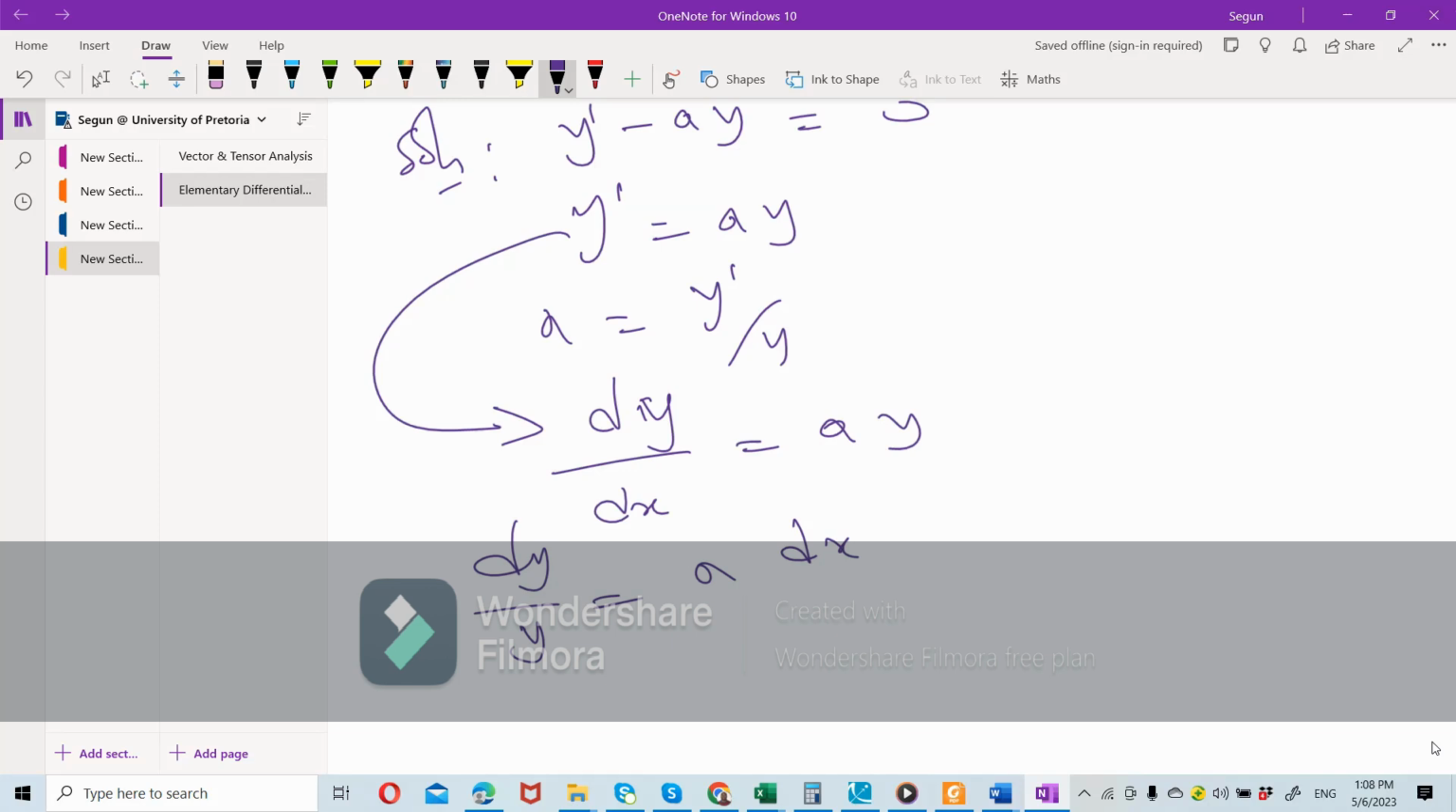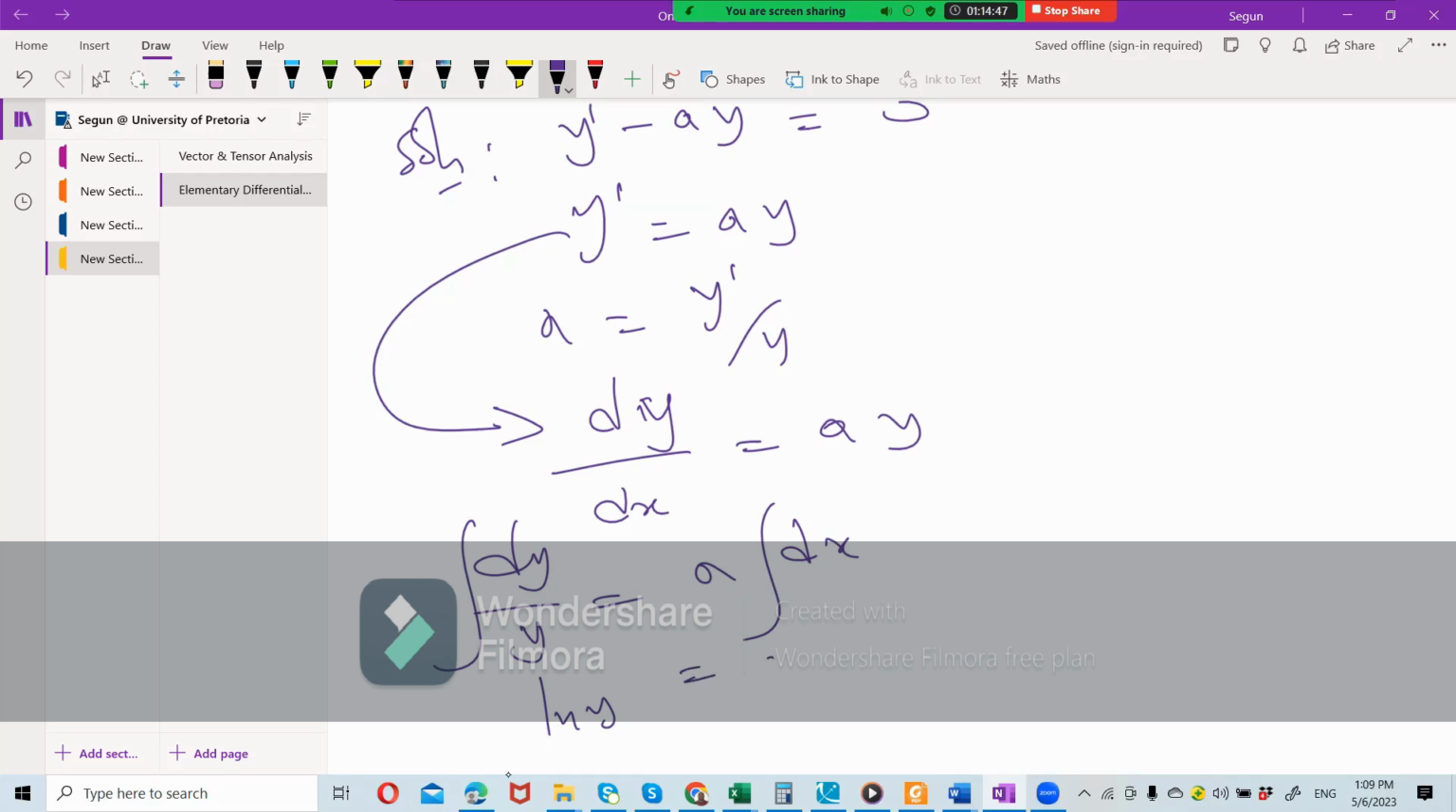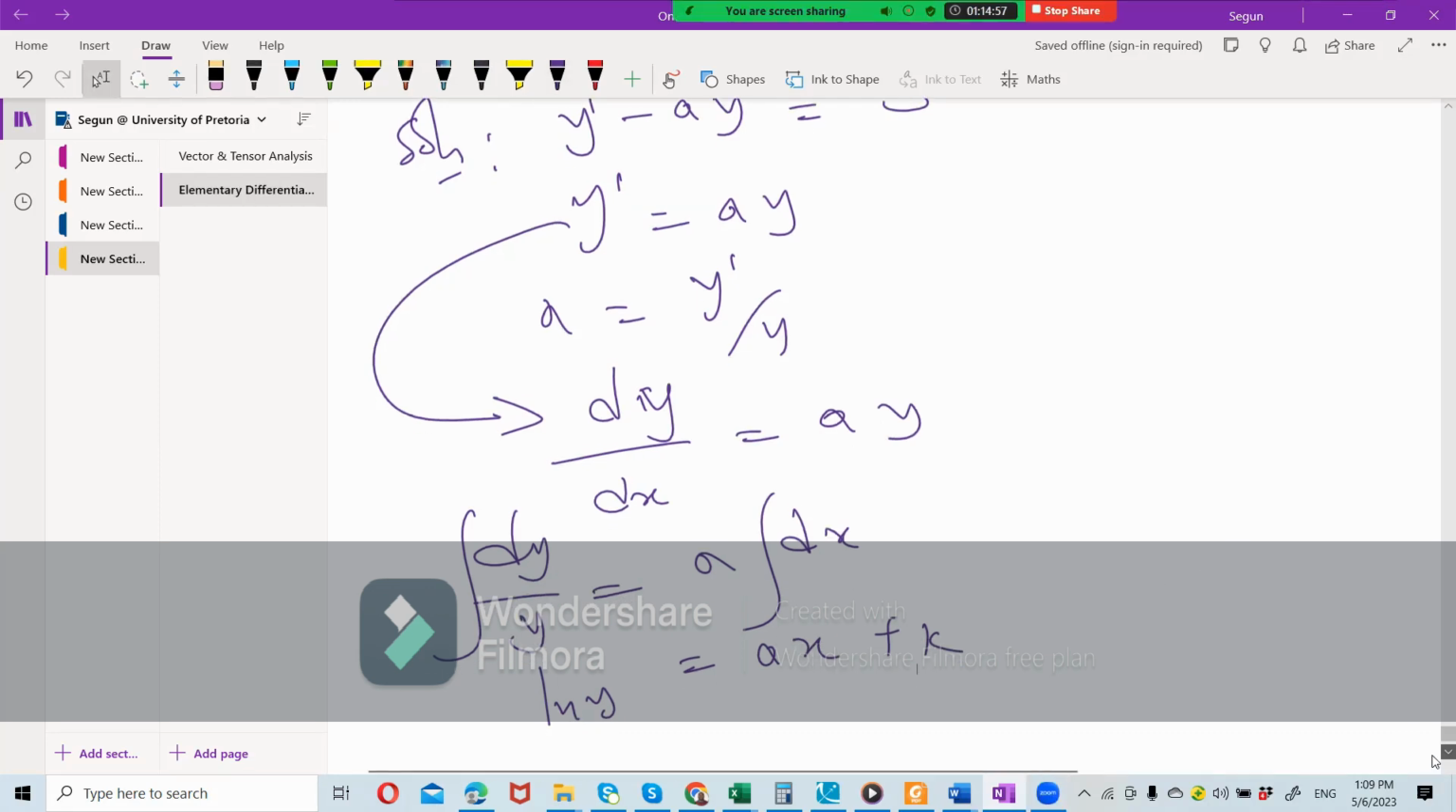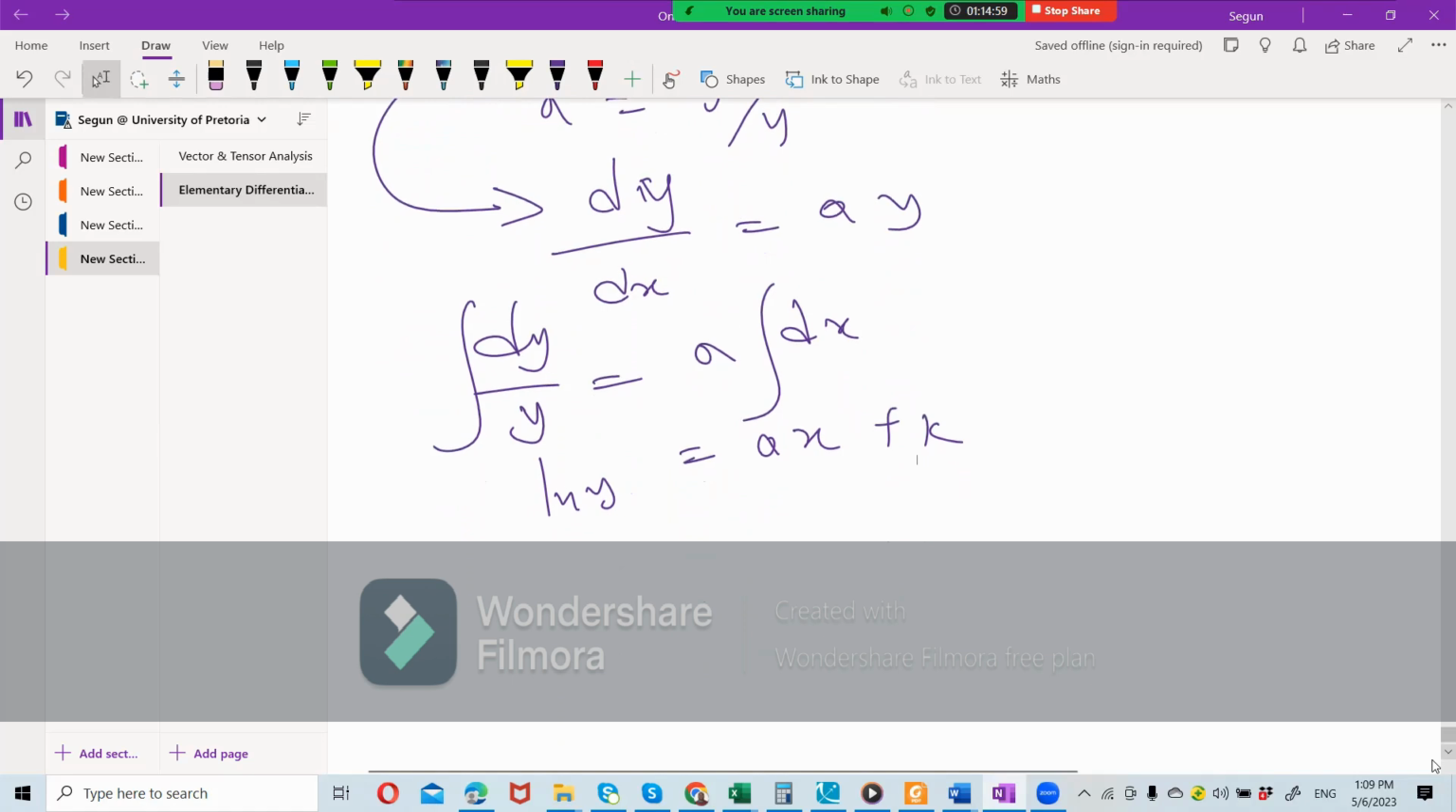So if I integrate both sides, don't forget a is constant. I will have ln y equals to ax plus k. K is a constant too. But I'm looking for y. What will I do? Anybody? Right here. How do I get my y?